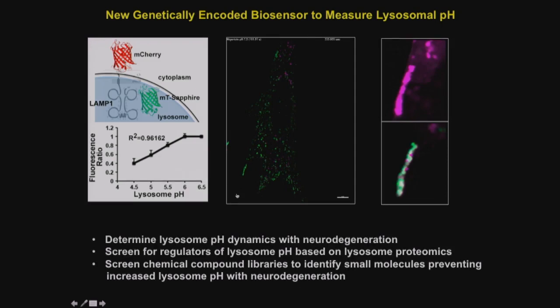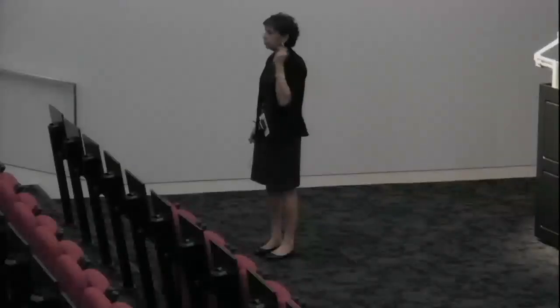So why are we excited about this? This is what we want to do with it. First of all, we want to accurately measure lysosomal pH in neurodegeneration. It really hasn't been done. Second of all, it's going to be a terrific screening tool. To this date, beyond the V-ATPase, we don't know what regulates lysosomal pH. There may be a chloride channel, and it could be a calcium-proton exchanger, but we really don't know. So based on lysosomal proteomics, we're going to use it with a CRISPR screen of lysosome membrane proteins.